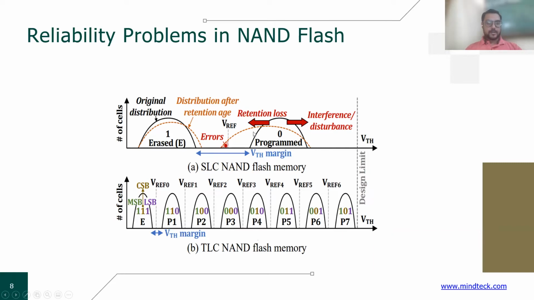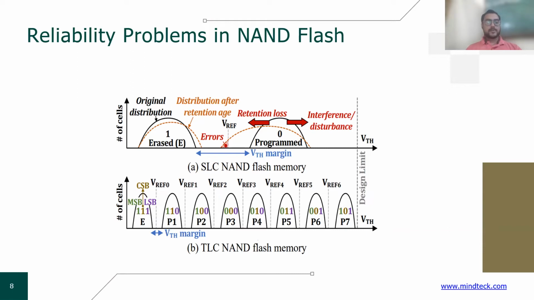Also, a programmed cell loses its voltage over time, which causes retention loss. If a cell's threshold voltage level moves beyond the reference voltage value, a bit error occurs, and the cell's data is sensed to be different from what was originally programmed into it.